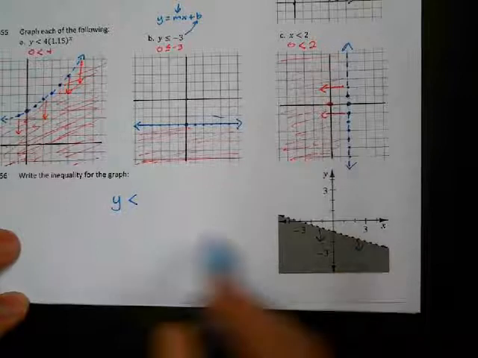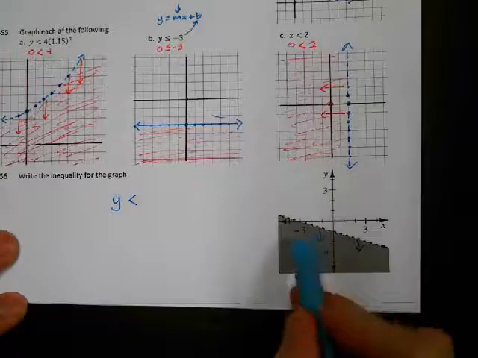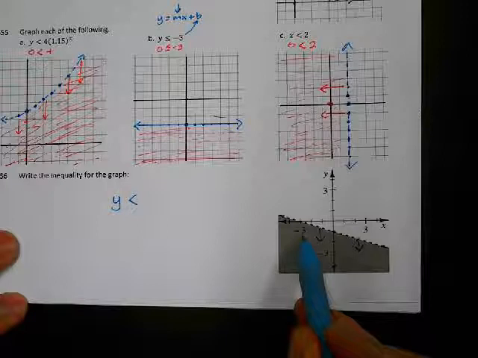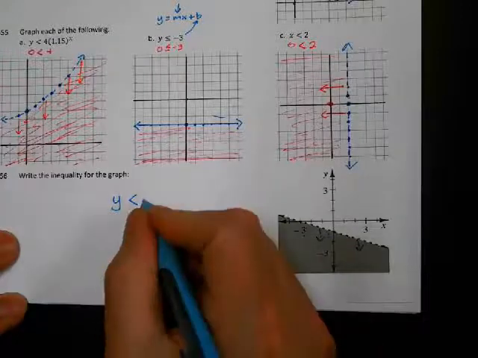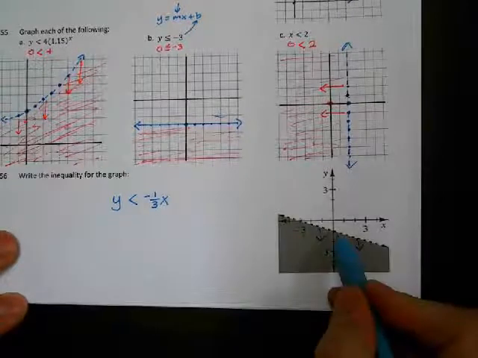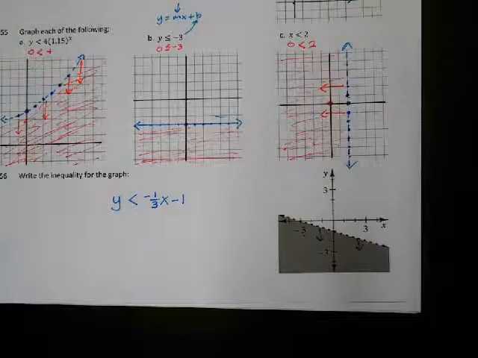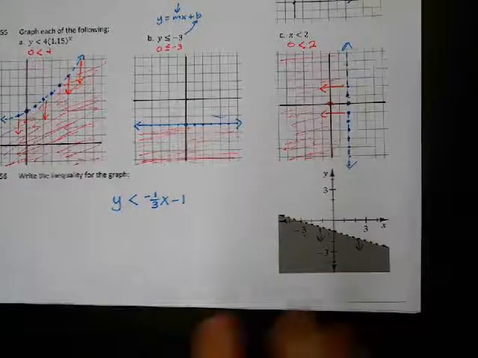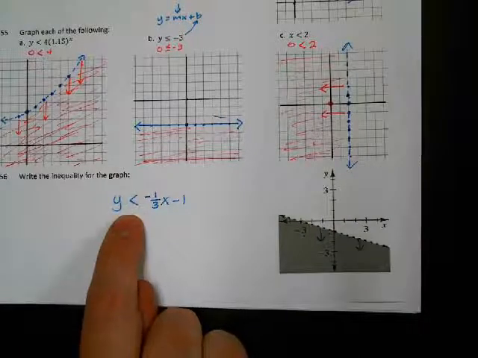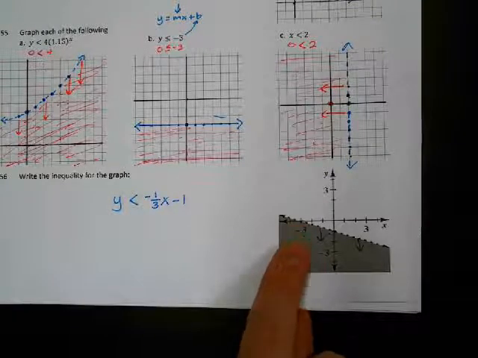Okay, now I need the slope and the y-intercept. Okay, so I can see there's a point right here and a point right here. It looks like it goes down 1 and over 1, 2, 3. So my slope must be down 1 over 3, negative 1 over 3x. And then what's the y-intercept? The y-intercept's right here, negative 1. There's my inequality for this one. It's just less than, not less than or equal to, because it's shaded below and it's dotted, so we can't have the equal to. I found my slope by just picking 2 points and going down 1, making a slope triangle right there. And my y-intercept's right here at negative 1.